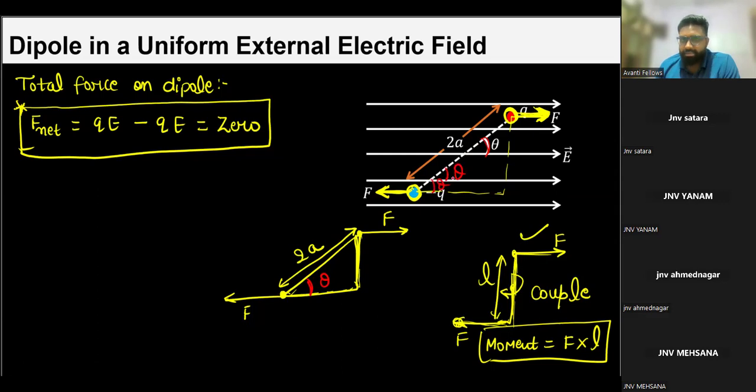Got it? If this angle is theta, this is also theta. Measuring from the horizontal anywhere, this will be theta. Now, what is the perpendicular component of this 2a? It will be 2a sine theta. Got it? Now you can say that torque here is equal to... how can we write the torque?